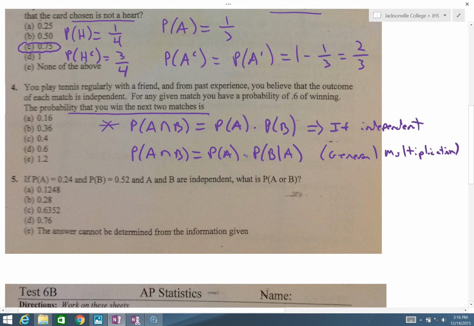Well, it tells us that our 2 events are independent, so we just multiply. In this case, it's simply 0.6 squared. 0.6 times 0.6, that is 0.36. The probability that you win twice is simply 0.6 times 0.6. Win and win.